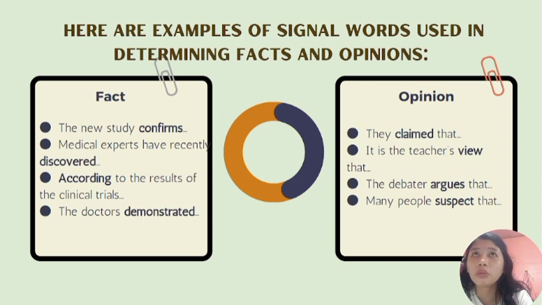And lastly: many people suspect that. "Many people suspect that" is a key sentence in recognizing opinion, and the signal word there is "suspect." So those are the signal words for fact and opinion.